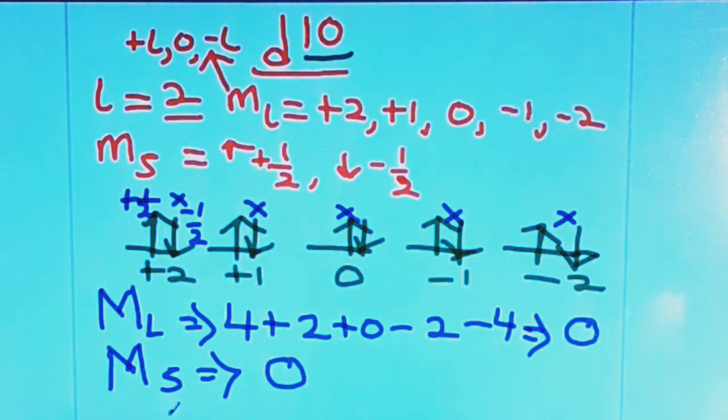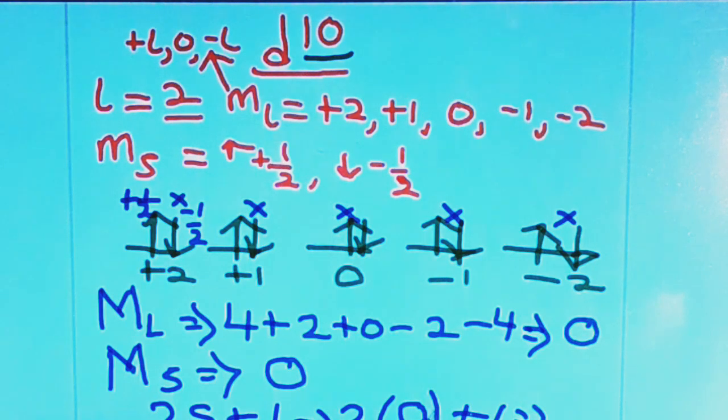Then we determine the spin multiplicity using 2s plus 1, where the s represents the total spin angular momentum, which is 0. So we replace the s with 0. So 2 times 0, 0 plus 1, we have 1.